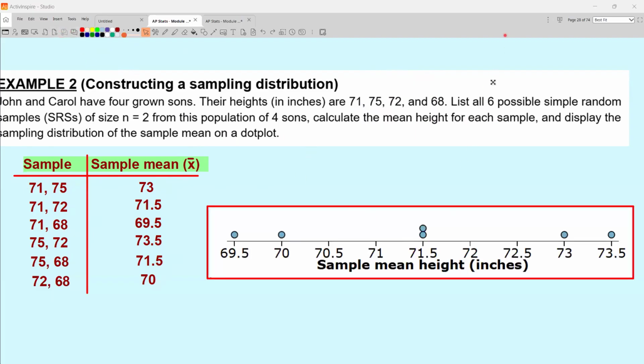What you'll notice on this dot plot is a nice symmetrical distribution. They're not always going to be symmetric, but in this case it is, centered around 71.5. I want you to think about that for a moment. Look at the original heights of these. See if you can think of a connection between this 71.5 and these 4 heights.